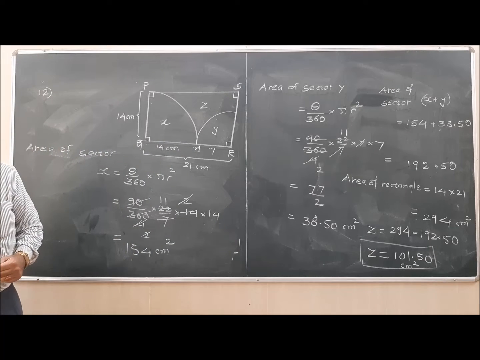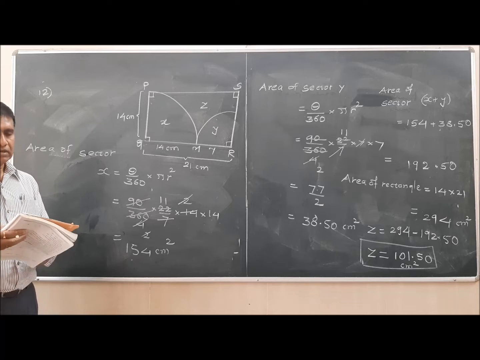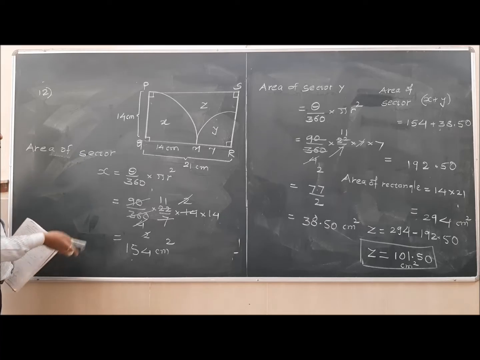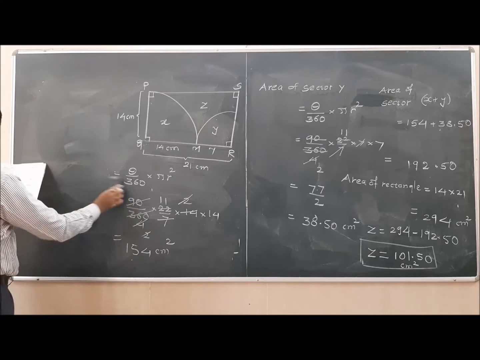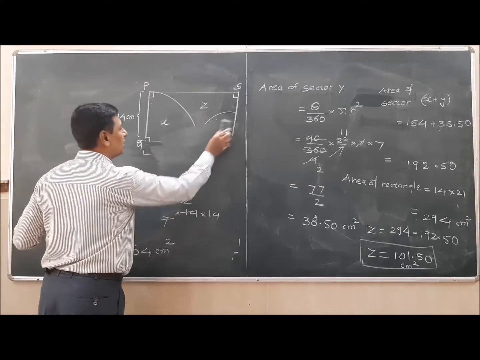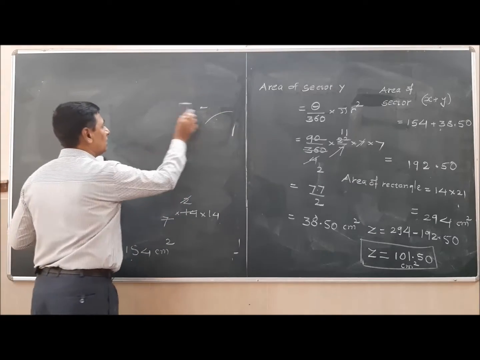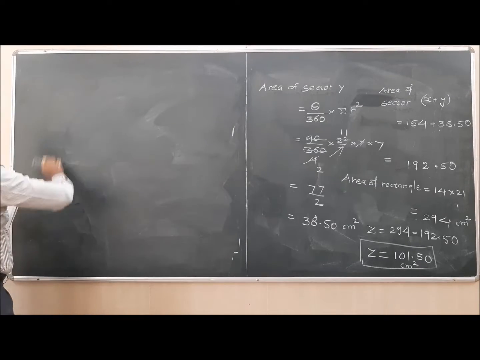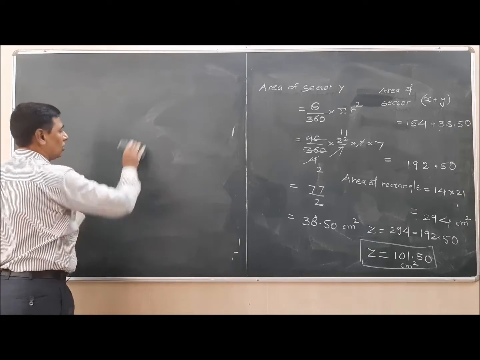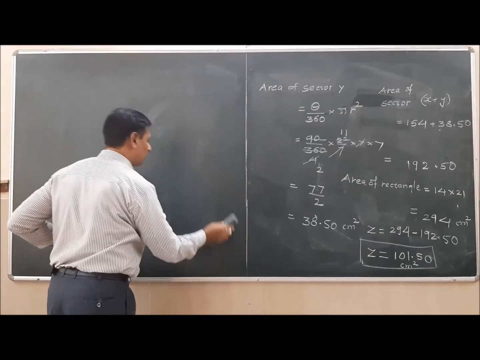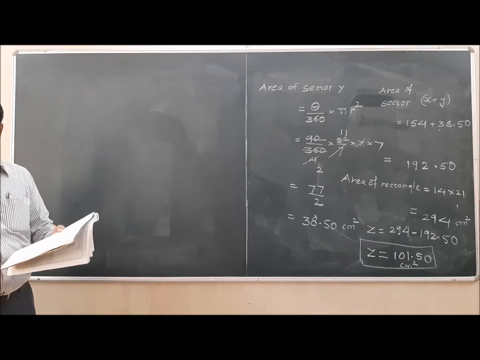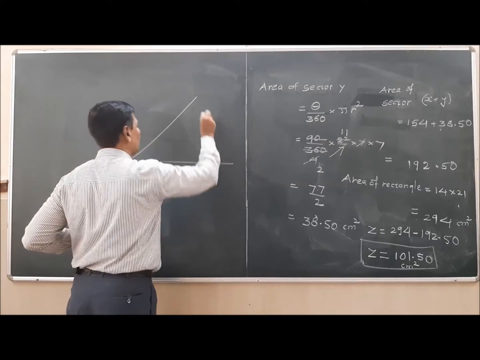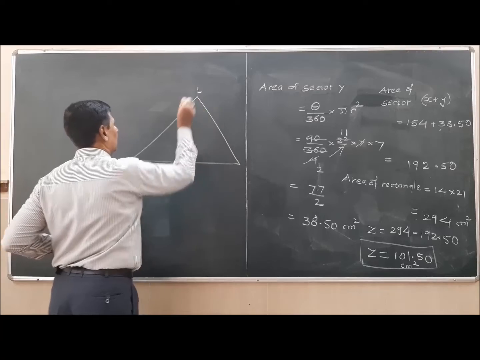Now I am going to begin the last question of this exercise, that is question number 13. In this question number 13, dear students, they have given us an equilateral triangle, and you have to use the formula for area of equilateral triangle. In this equilateral triangle, you will find the name of the triangle is LMN.